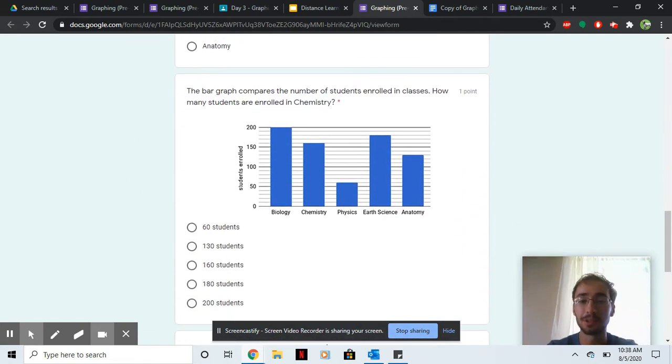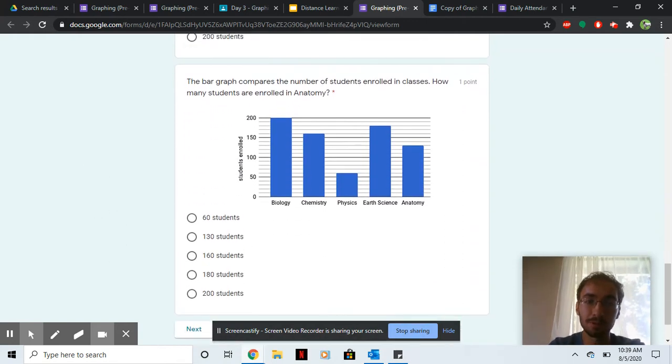How many students are enrolled in chemistry? So you're going to look, it goes all the way up to here. Go to the left to see what the scale is. So it's 150, and there are 5 bars in between. So 5 bars in between 150 and 200. I'm going to guess that each bar is 10. So since it's 1 bar above 150, I'm going to say it's 160. That's the answer. Moving on.